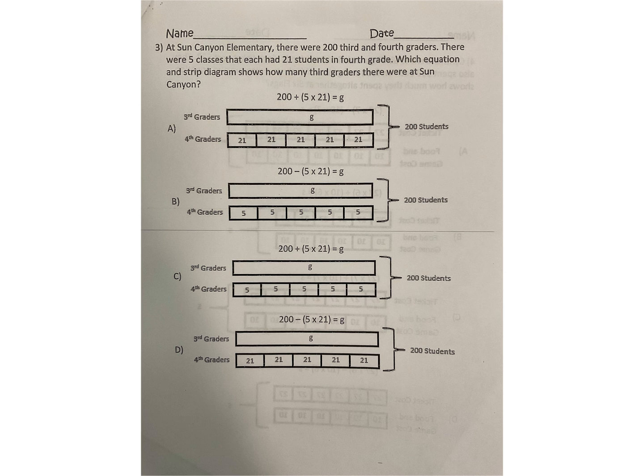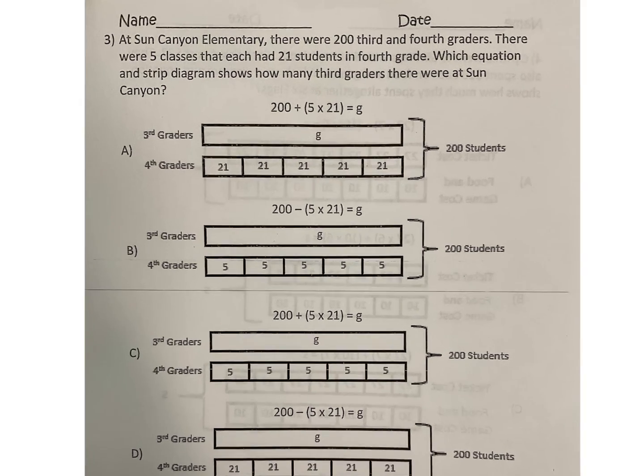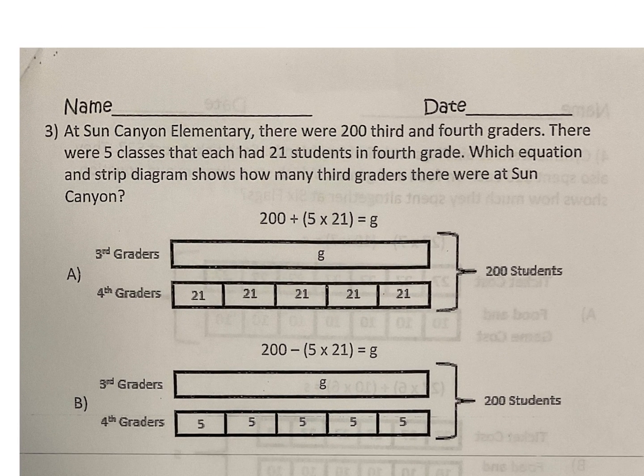Now this one has an equation with a strip diagram. At Sun Canyon Elementary, there were 200 third and fourth graders. There were 5 classes that each had 21 students in 4th grade. Which equation and strip diagram shows how many 3rd graders were at Sun Canyon?